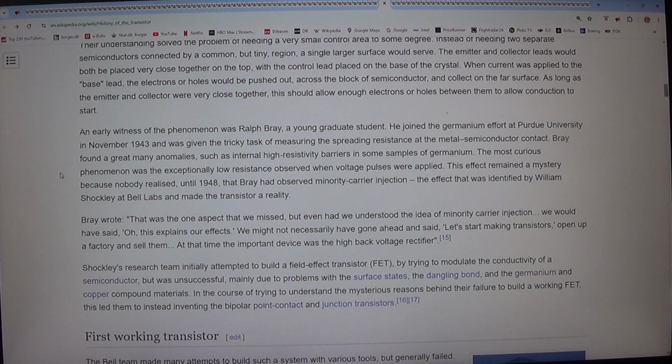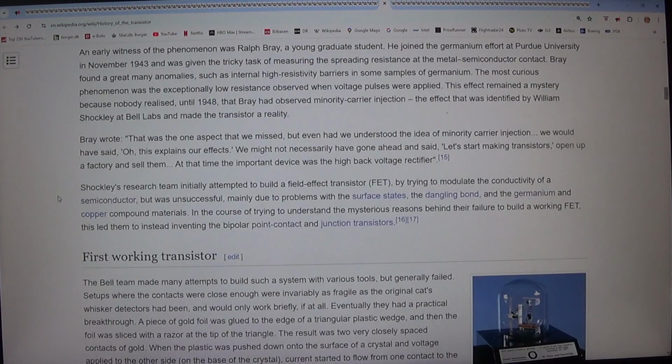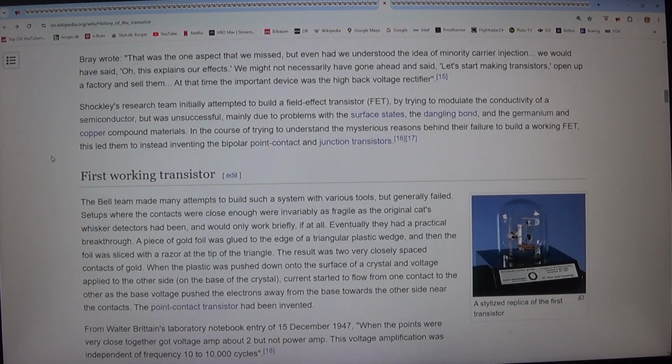This effect remained a mystery because nobody realized, until 1948, that Bray had observed minority carrier injection, the effect that was identified by William Shockley at Bell Labs and made the transistor a reality. Bray wrote, "That was the one aspect that we missed. But even had we understood the idea of minority carrier injection, we would have said, oh, this explains our effects. We might not necessarily have gone ahead and said, let's start making transistors, open up a factory and sell them."